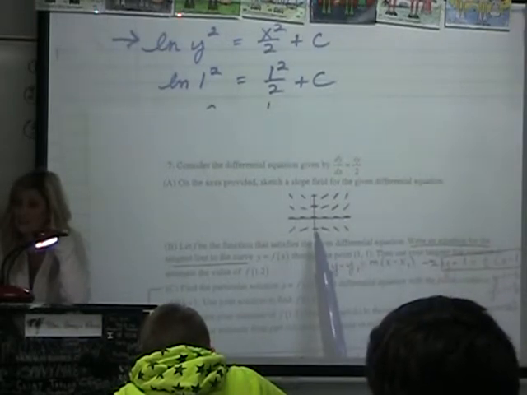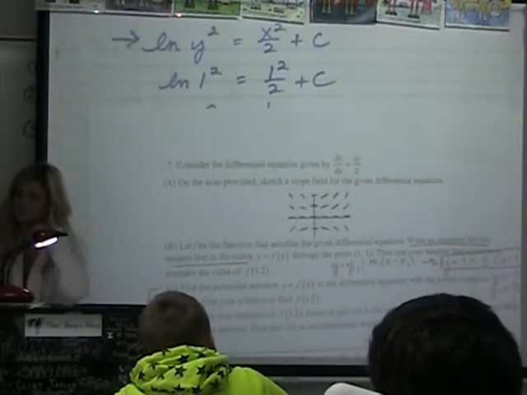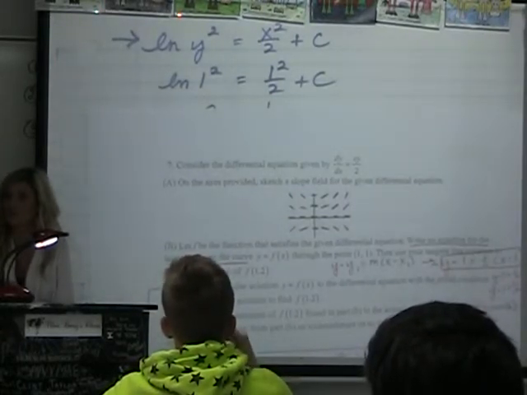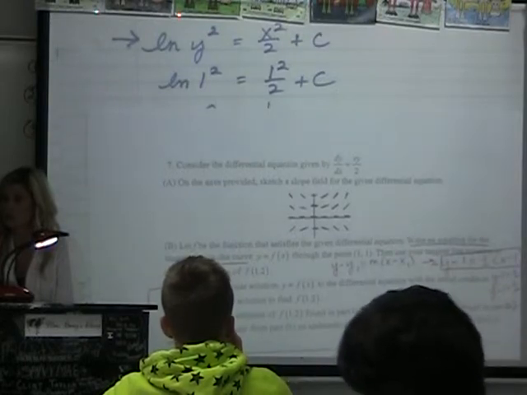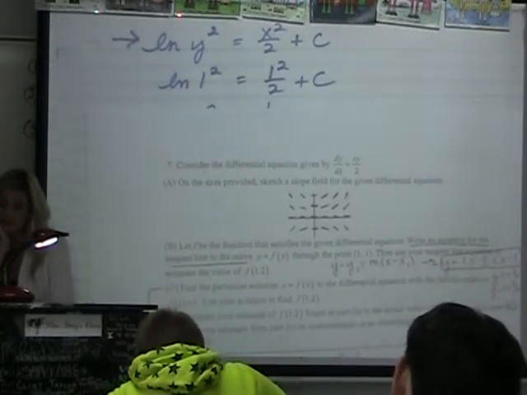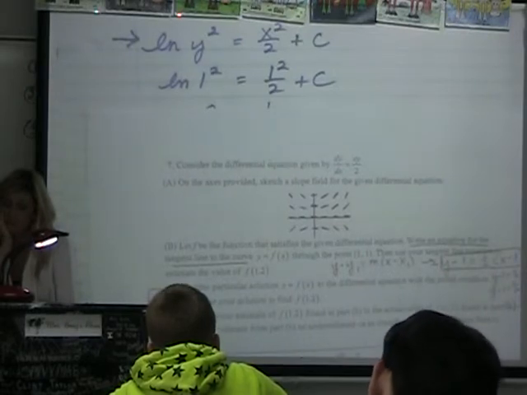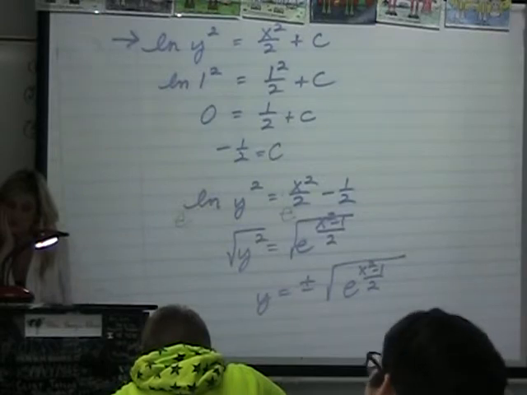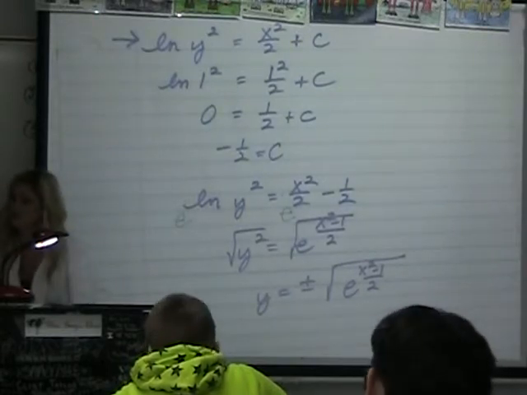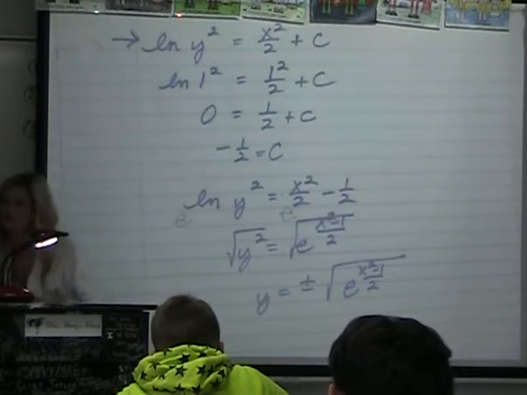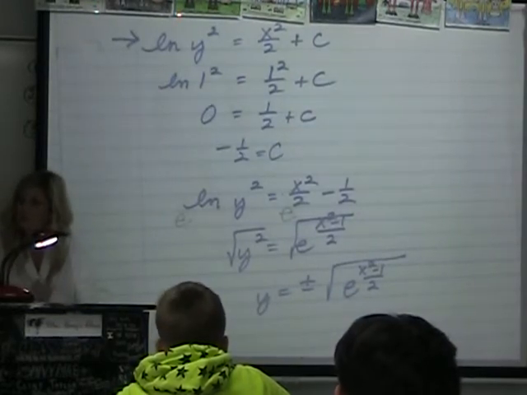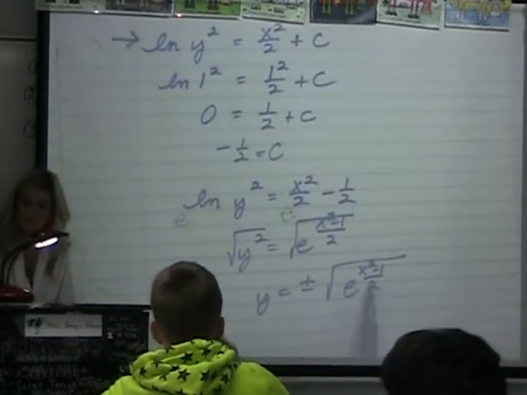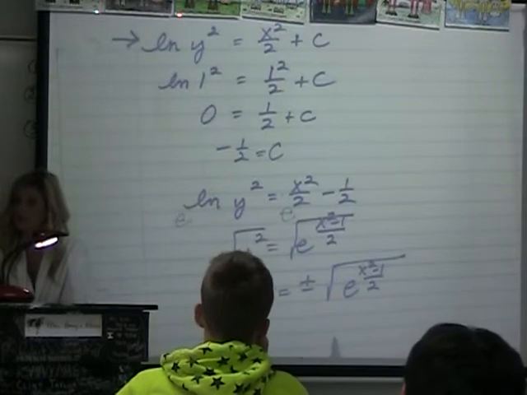Yes? Could you just have subbed back in 1 and 1 and then pick which one made the slope? Wait, where were you going to sub it in? To the y equals plus or minus square root e to the blah blah blah blah. You sub it in. Oh, sure. Yeah. e to the 0. Yes. Absolutely. That would be fine as well. If you actually substitute the point in there, that would work. Good.